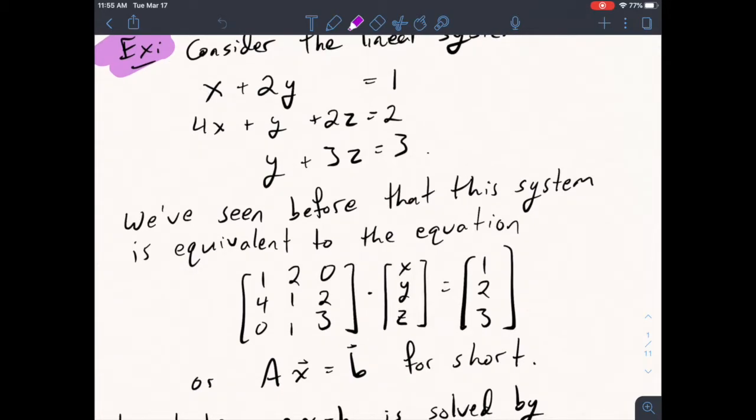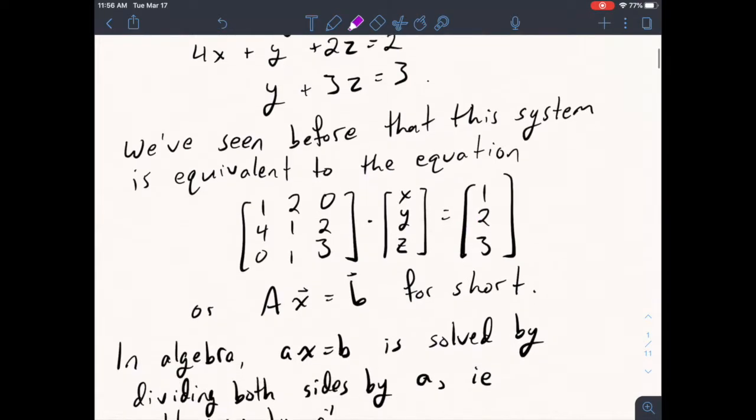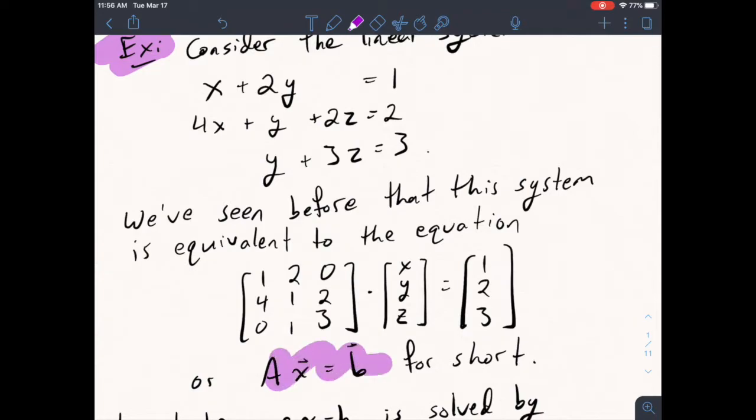What's happening here is if you multiply this matrix times this vector, then you would get a 3 by 1 vector where the entries are just going to be x plus 2y, the first entry, 4x plus y plus 2z for the second, and y plus 3z for the third entry. And that's why this linear system is equivalent to this matrix equation over here. So we're going to write this matrix equation as just Ax is equal to b for short.